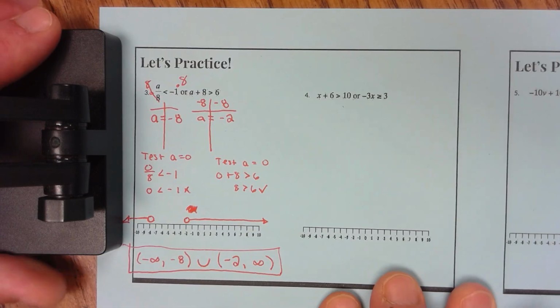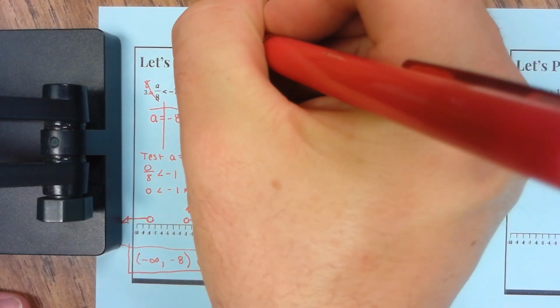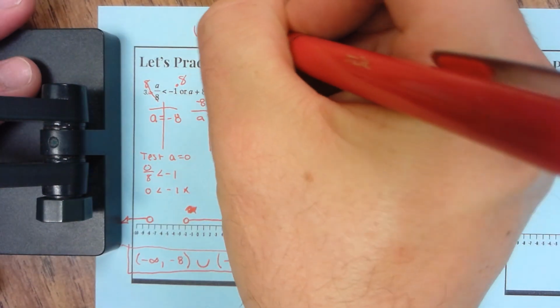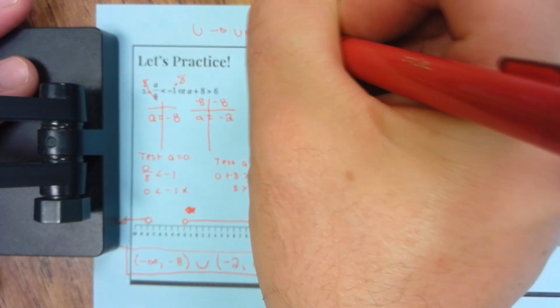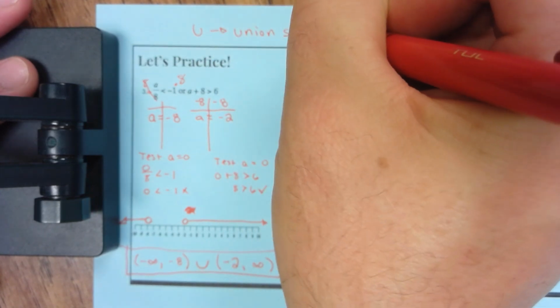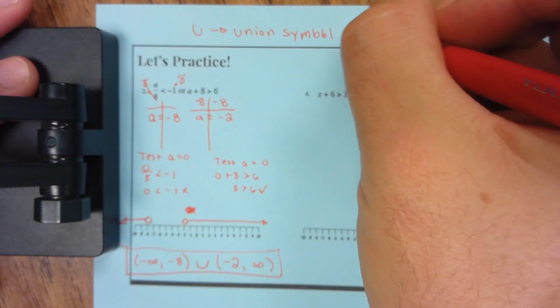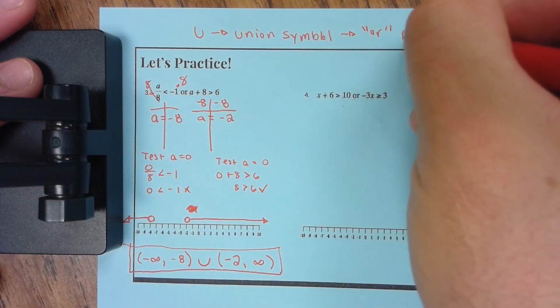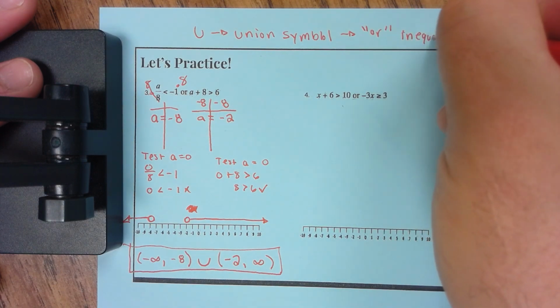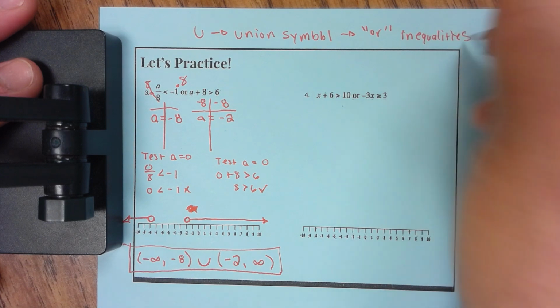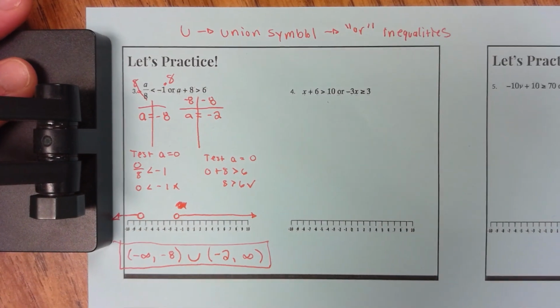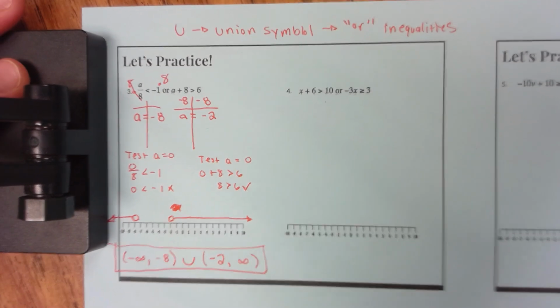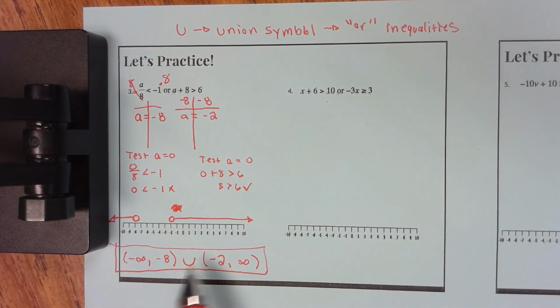So this symbol, this U, is called the union symbol. And it's used for OR inequalities. Okay. So you can almost think about it as like our solutions are negative infinity to negative 8, or the numbers from negative 2 to infinity. So you can almost replace it with the word OR.